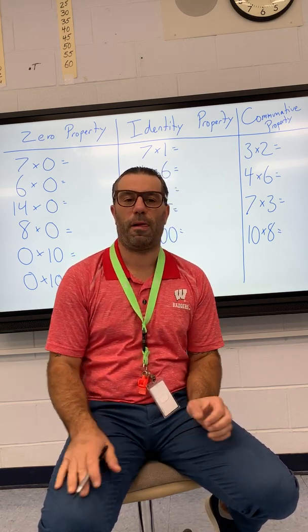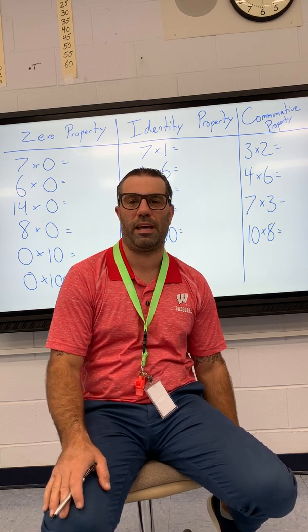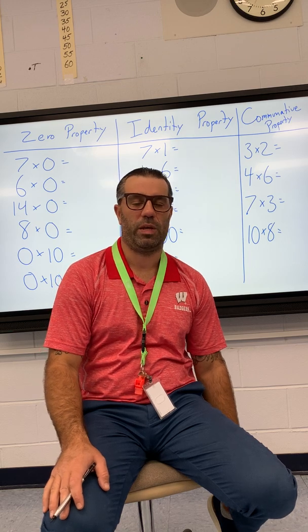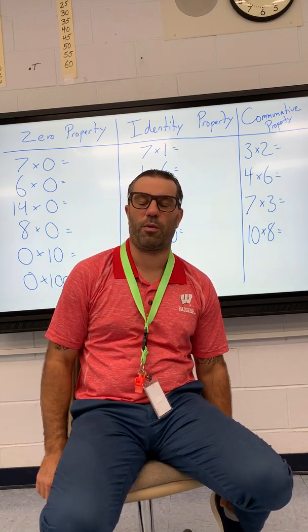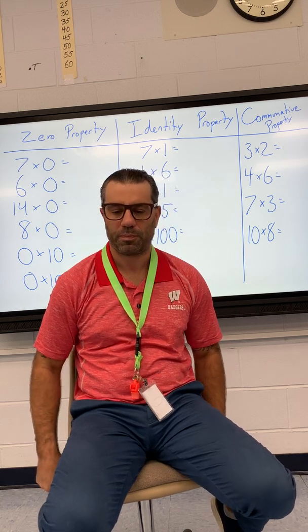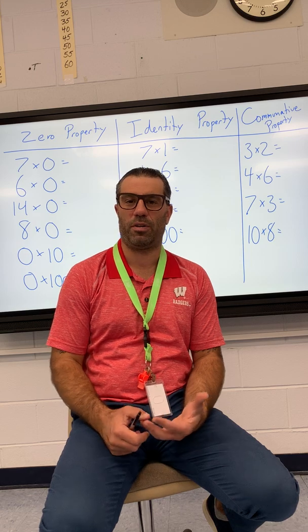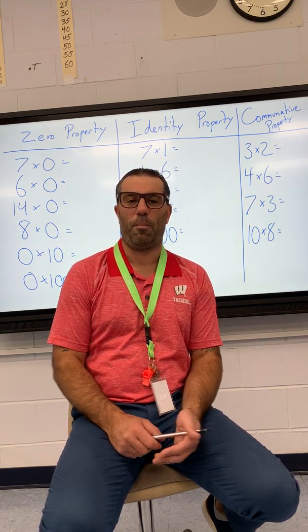So then we also talked a little bit about some properties last week, and we're going to be talking about some more properties this week, okay? So our first property we're gonna learn about today is our zero property. We talked about this yesterday. A zero property is basically any number times 0, your answer is going to be 0, no matter what.